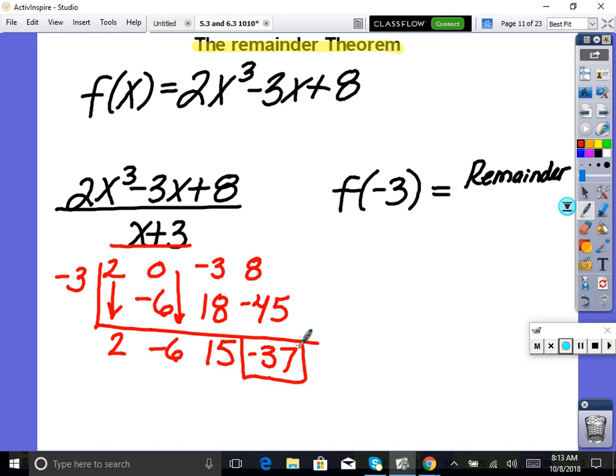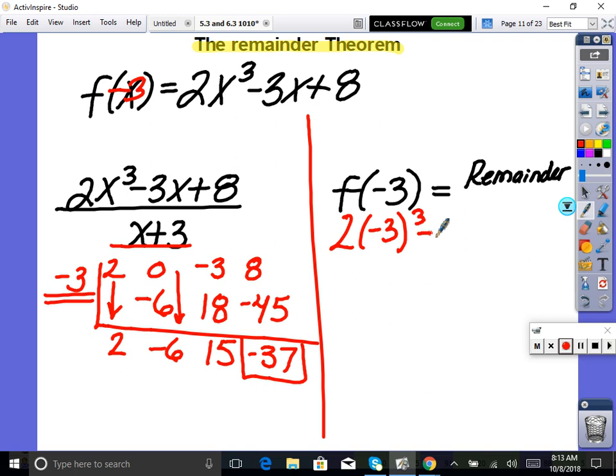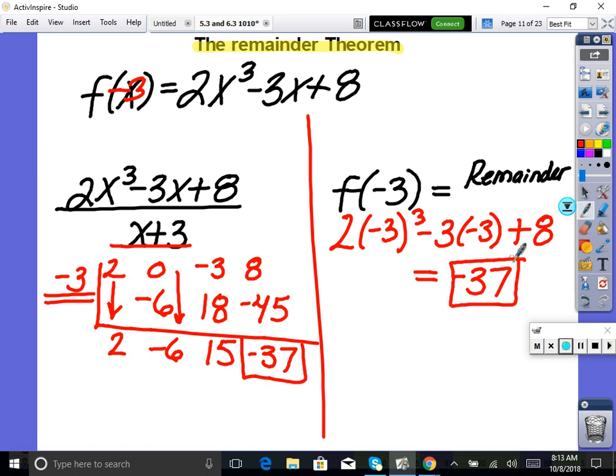Now, the remainder theorem is an alternate way of finding the remainder, like I said. So let's say you didn't do synthetic division. Another way to do it is to take the solution, negative 3, and plug it into the function. Plug in negative 3. Whatever you calculate will be what the remainder would have come out to be. So if I plug in 2 times negative 3 cubed minus 3 times negative 3 plus 8, I calculate that in my calculator and I get negative 37. So you'd say, well, the remainder theorem says it's negative 37. Well, and synthetic division showed that to be true as well. You can do it either way. I don't care how you do it. I like synthetic division better. I think that's quicker, for me personally.